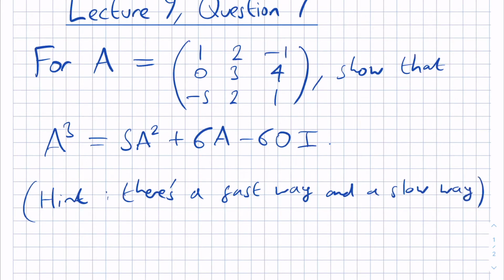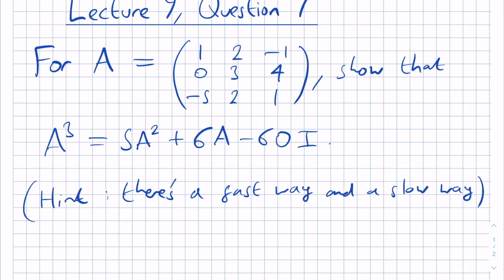So first, the slow way is to compute A squared and A cubed and verify that both the left hand and the right hand side of this result agree with each other. I would suggest that you actually try this method as a verification of the alternative method that we'll consider instead, which is using the Cayley-Hamilton Theorem.